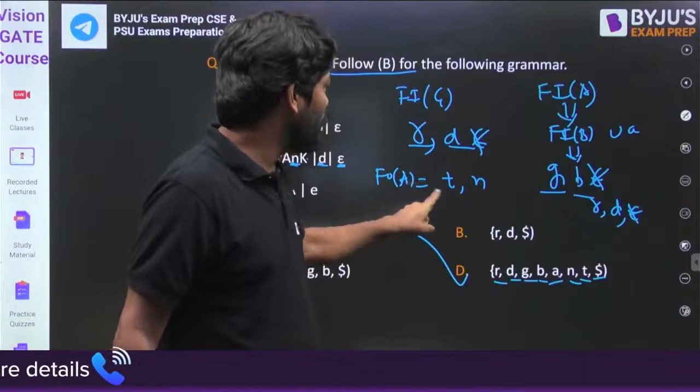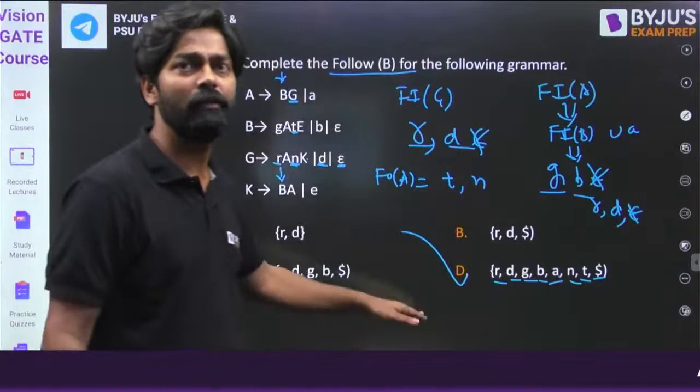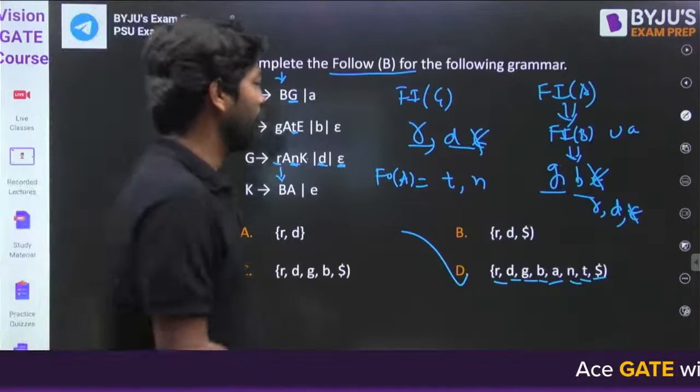Now, why follow of A? Due to this null. That's why I have found out follow of A. Follow of A is nothing but T and N. So the answer will be what? D for Delhi. Okay. Fine.